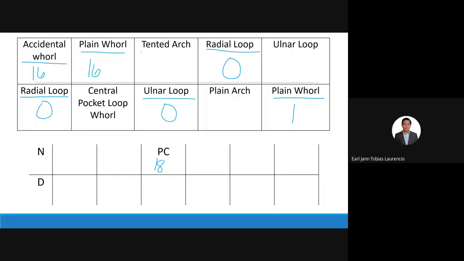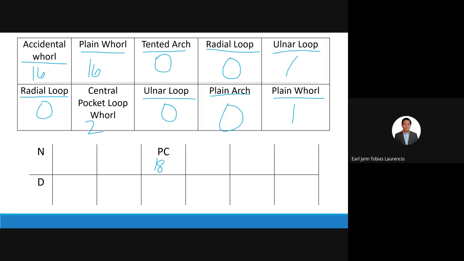Agad-agad? Central pocket loop whorl agad? O sige, pagbigyan natin. 2. Ay, straight ba, sir? Sir, yung tented, sige. Tented po, 0 po. Okay, 0. Yung plain arc po, 0 po. Okay. Tapos yung ulnar loop po, 0, sir.